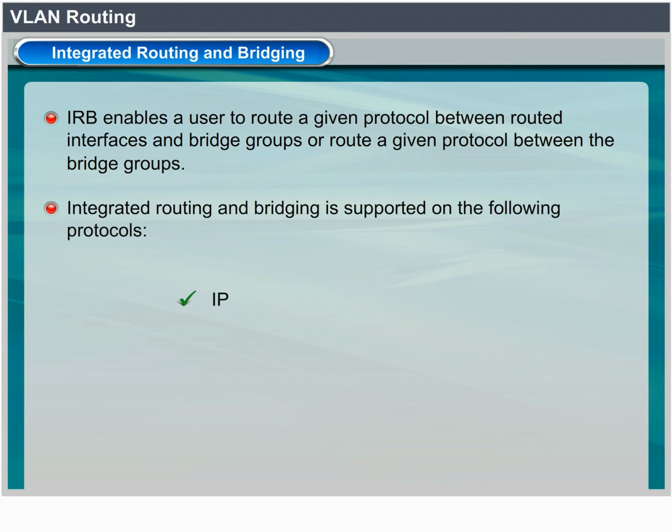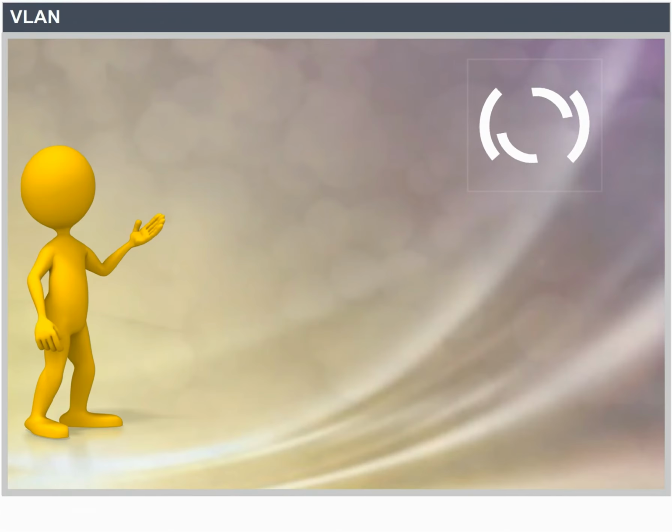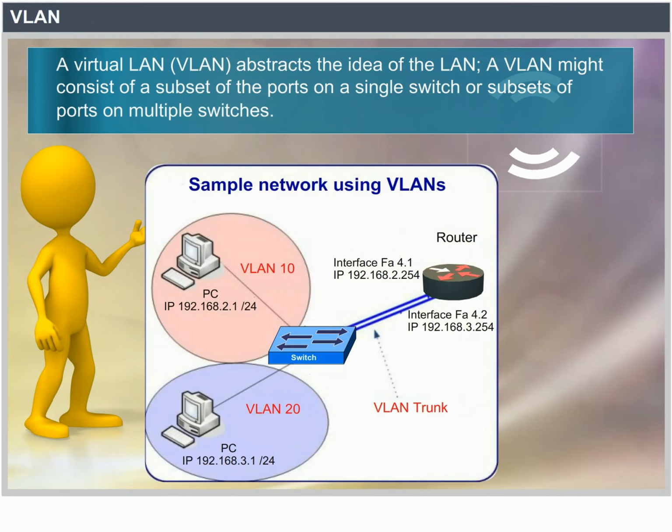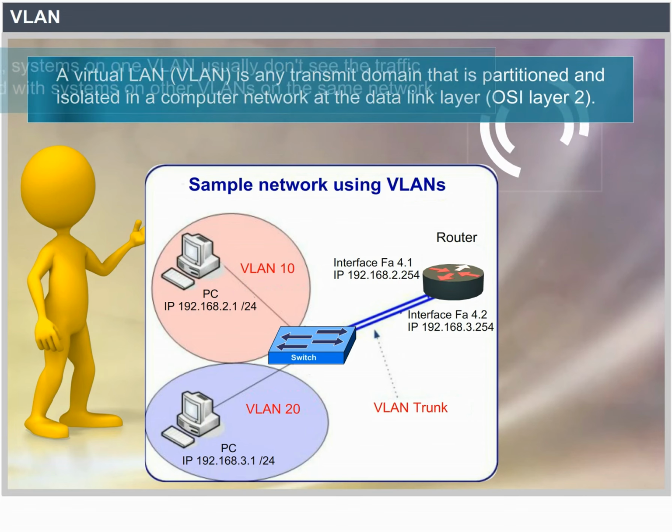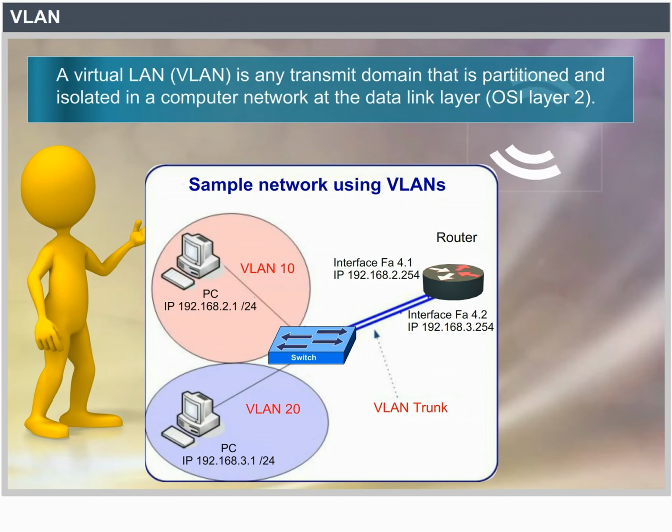VLAN. A virtual LAN or VLAN abstracts the idea of the LAN. A VLAN might comprise a subset of the ports on a single switch or subsets of ports on multiple switches. By default, systems on one VLAN don't see the traffic associated with systems on other VLANs on the same network. A virtual LAN or VLAN is any broadcast domain that is partitioned and isolated in a computer network at the data link layer or OSI layer 2. LAN is an abbreviation of local area network.